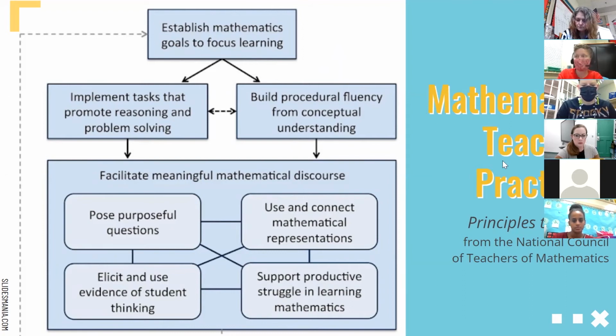One of the things they share in there are the mathematical teaching practices. There are 8 of them. And I love this graphic, how it shows that they are all connected, starting with a goal. Then we have these two big parts of math, which are implementing tasks and procedural fluency. And I like how these teaching practices are connected. You can't really separate one from the other. So when we're talking about the CRA model, we are specifically working on this one, using and connecting mathematical representations, which is one of the 8 most important things we should be doing as math teachers. That's my point there.